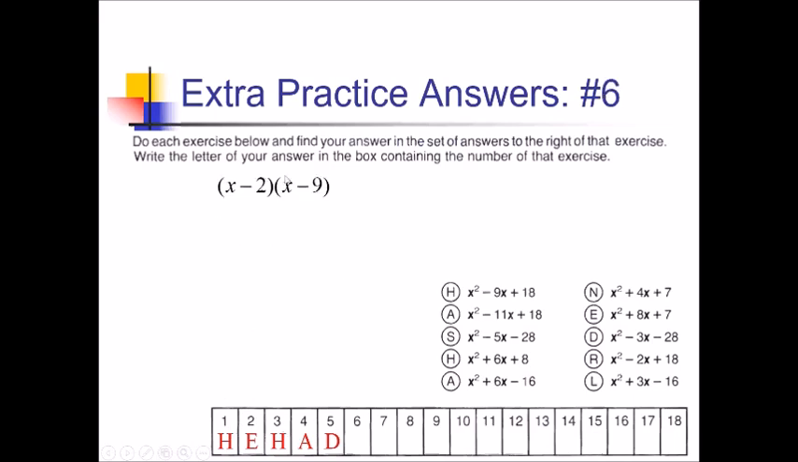Let's go ahead and lobster claw this one out. We got x times x is x squared. X times negative 9, that's negative 9x. Negative 2 times x is negative 2x. And negative 2 times negative 9 gives us a positive 18. Negative 9 and negative 2 combine to give us a negative 11 in the middle with an x. So x squared minus 11x plus 18. Looks like that's an A going in spot number 6.